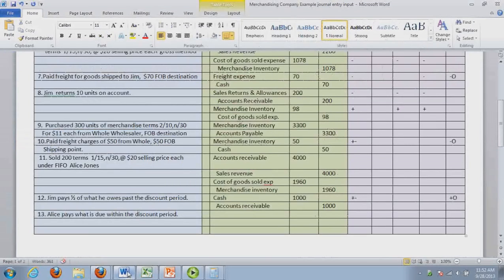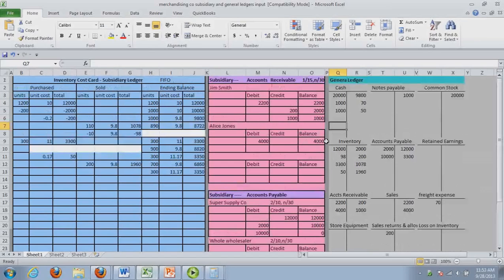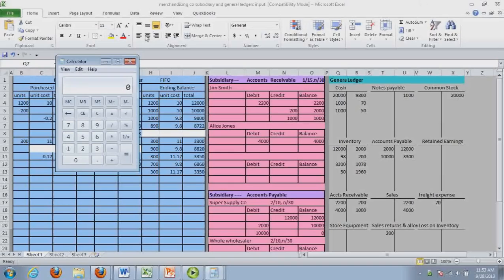All right, let's see what else we've got here. Alice pays, but she pays within the discount period. So this is going to be a little more challenging. A lot more challenging. Here's Alice for 4,000. Our terms are 1/15, net 30. So if we look at her calculations for that, $4,000 times 1%. She gets a 1% discount. So the discount is $40. And then if I take 4,000 minus 40, she should be paying me $3,960.